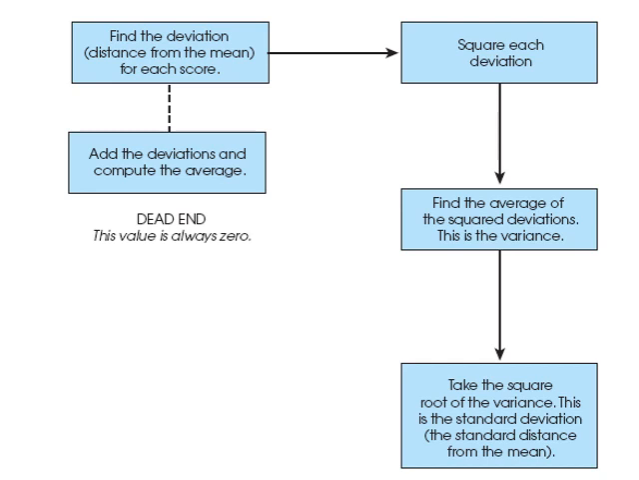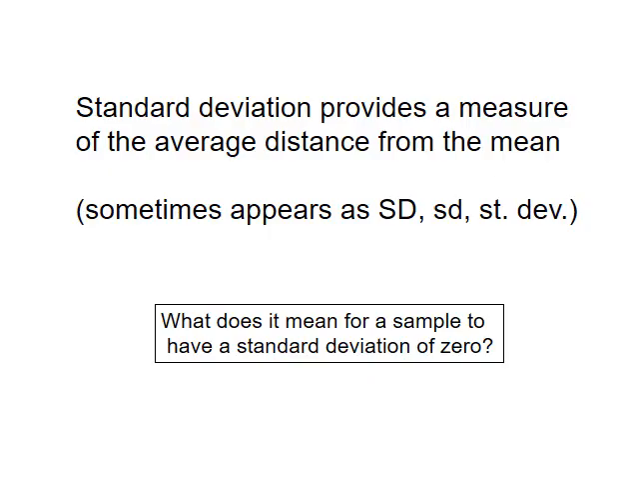We find the deviation, the distance between each score and the mean, and then we square each deviation. We find the average of the squared deviations. This is the variance. And we take the square root of the variance, and this is the standard deviation, also known as the standard distance of any score from the mean. The standard deviation provides a measure of the average distance from the mean. It sometimes appears as SD in all caps. It might be written sd in small letters, or st. dev.